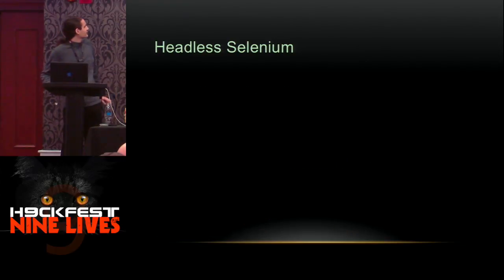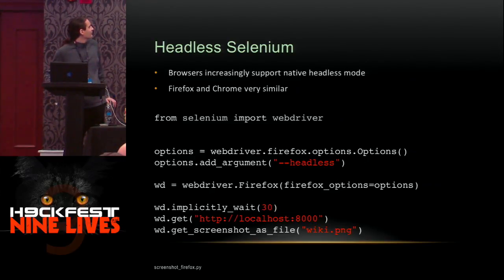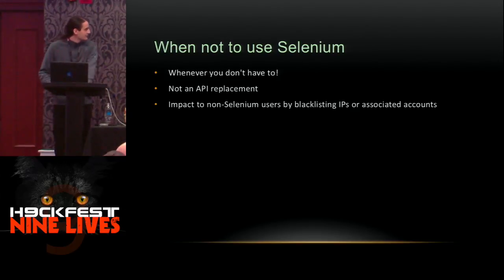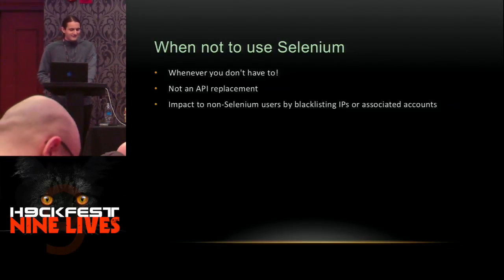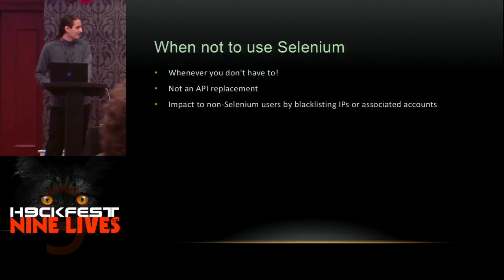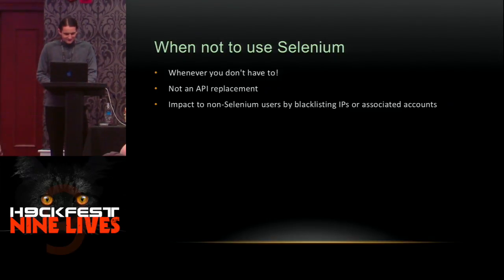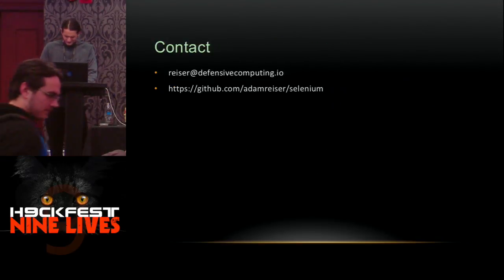This is just a quick example showing that Chrome and Firefox scripts are almost identical. Adapting from one browser to another is super easy. When not to use Selenium: whenever you don't have to. I know that doesn't sound like a ringing endorsement after everything, but it's not an API replacement. Browser automation is very slow, resource intensive, and it's a last resort. It's often a resort that we do have to come to, but don't use Selenium unless you actually need to do web scraping. And here are some references for the reading.